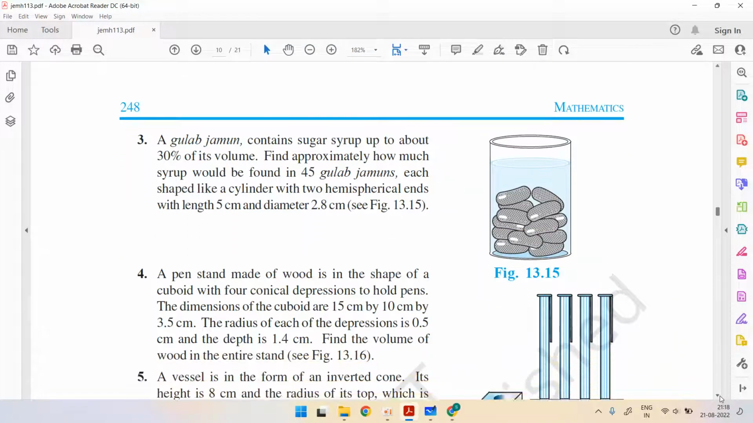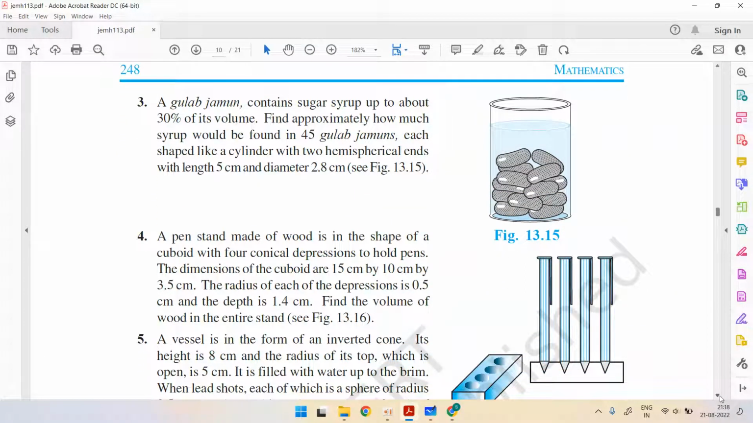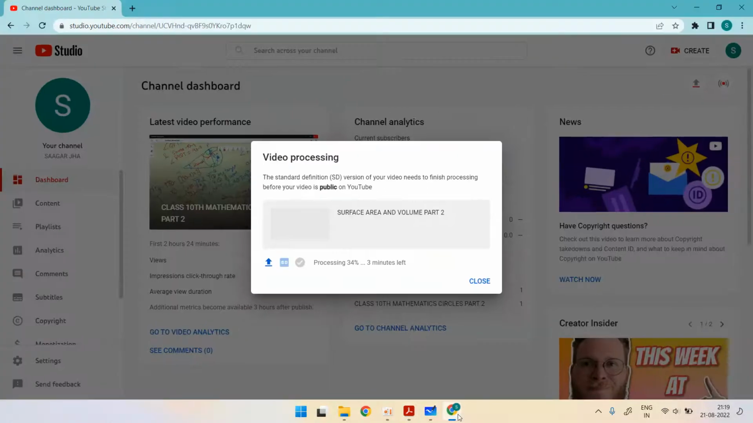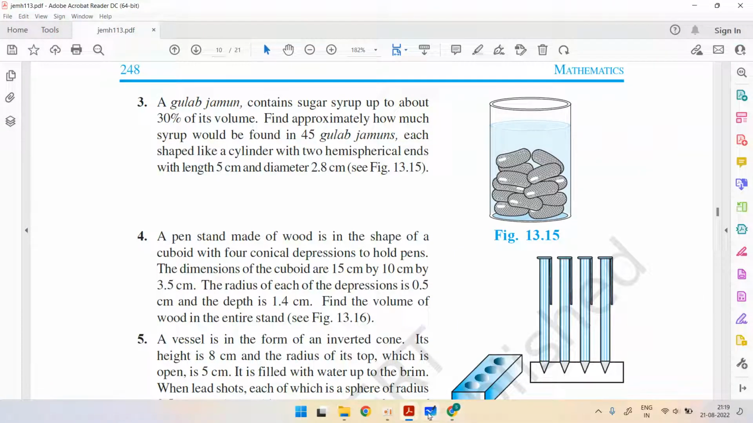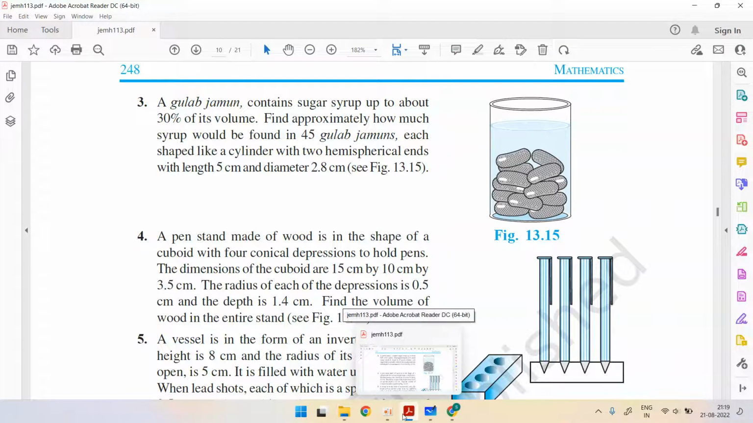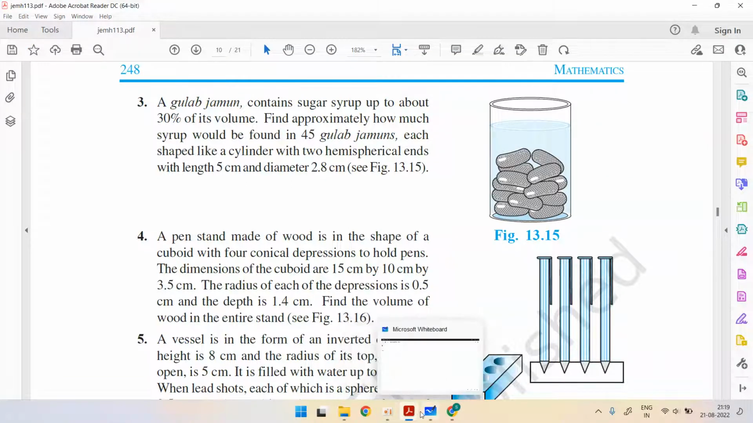Next. Gulab jamun contains the same old thing, a cylinder, then two sides, it is a hemisphere. It contains sugar syrup up to about 30% of its volume. Approximately how much syrup would be found in 45 gulab jamuns, each shaped like a cylinder with two hemispherical ends, this and this. 30% of volume is 30%. This is H. R is given.